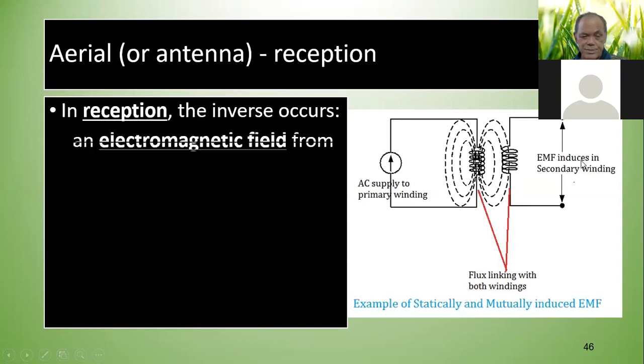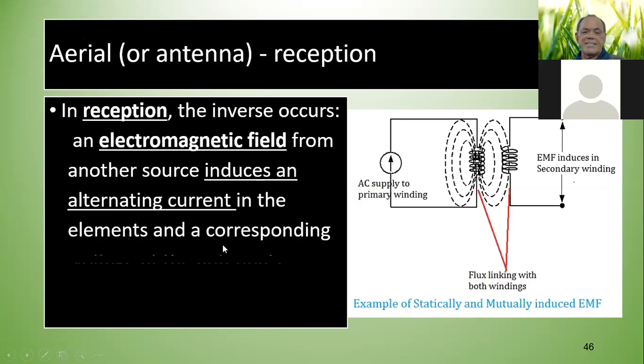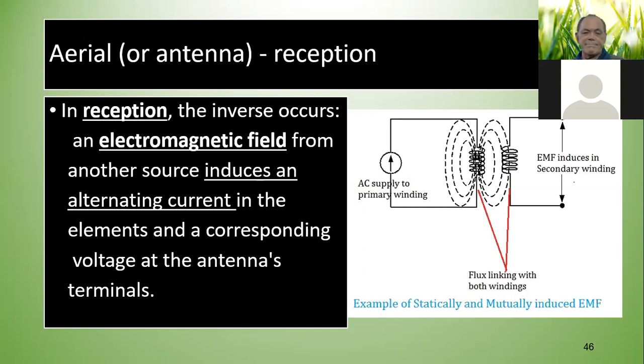Right? So in reception, the reverse occurs. The electromagnetic radiation comes to the antenna. The electromagnetic field from another source induces an alternating current in the antenna. Right? So if there's an alternating current, you can think of it as a changing voltage on the antenna's terminal.